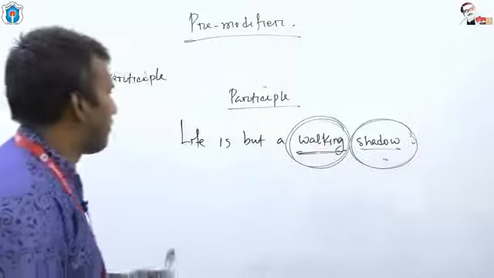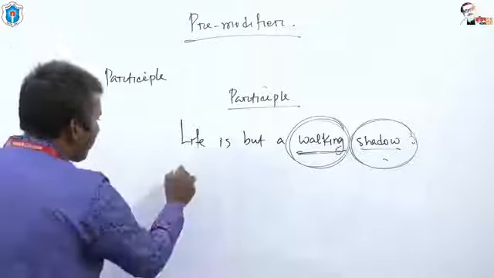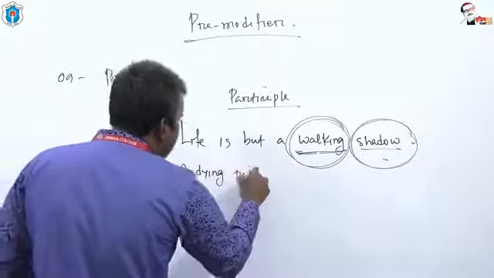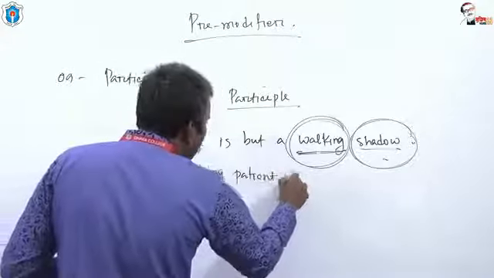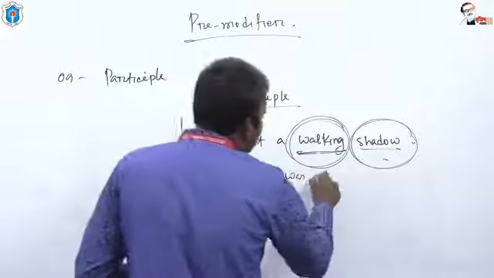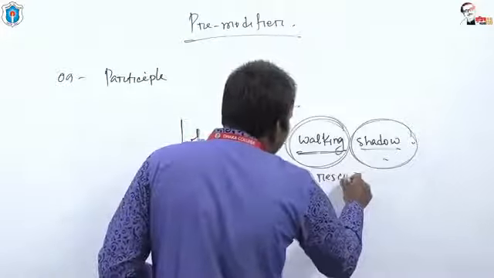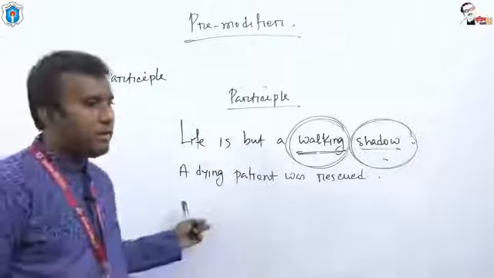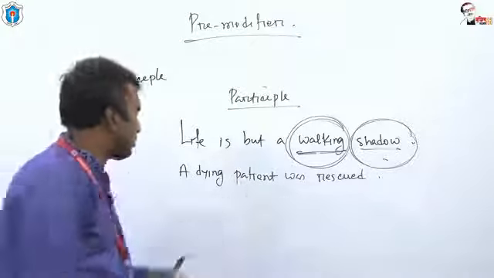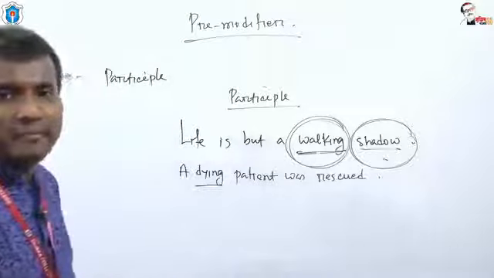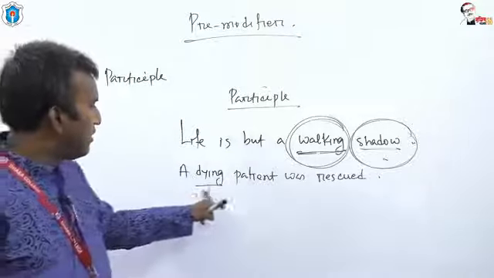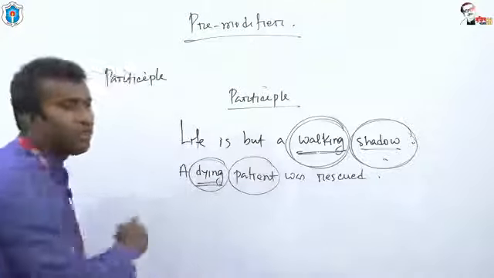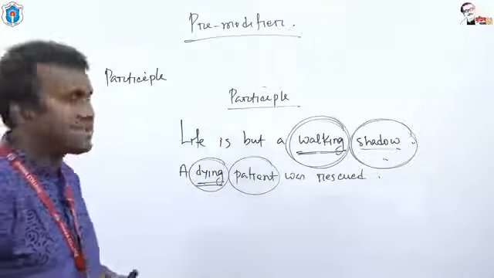Okay, another example for you. A dying patient was rescued. Dying. Okay? A dying patient. Here, dying modifies patient. Dying is a form of verb. That's why you can say that it's a participle.